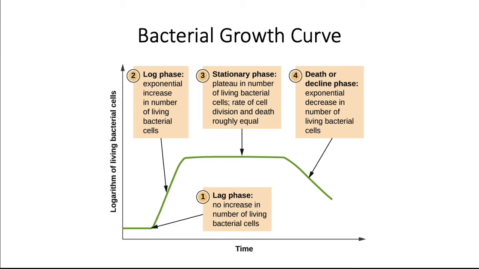Compare lag with stationary phase. They look the same, but very different things are happening in each. In lag phase, the cells are preparing; they are alive, but they are not growing. In the stationary phase, that flat line reflects that some cells are living and some cells are dying. So basically, the number of cells dying and dividing is roughly the same.